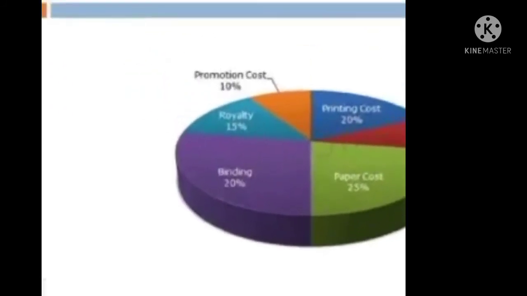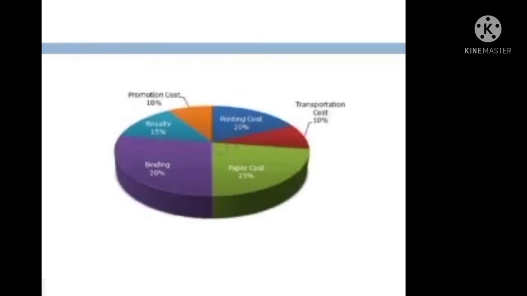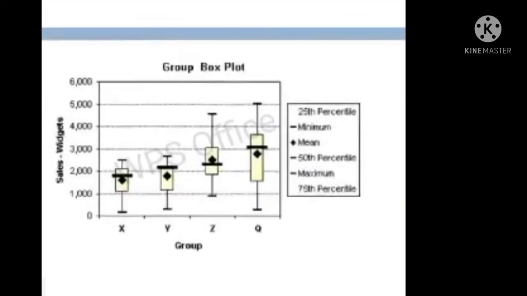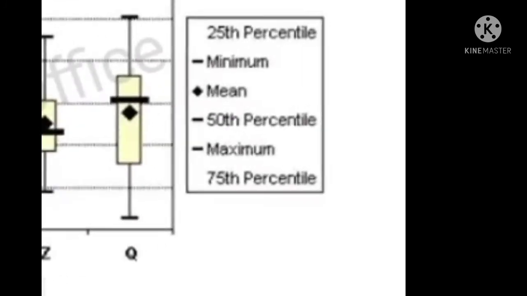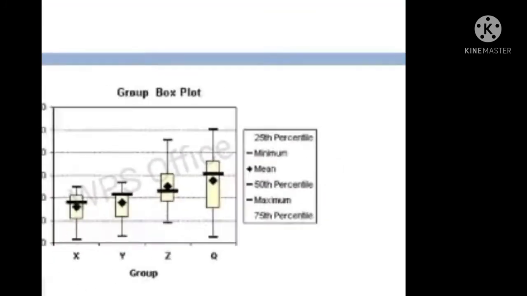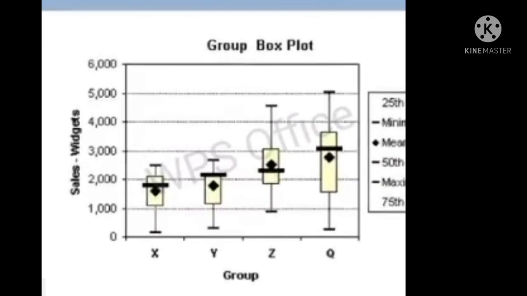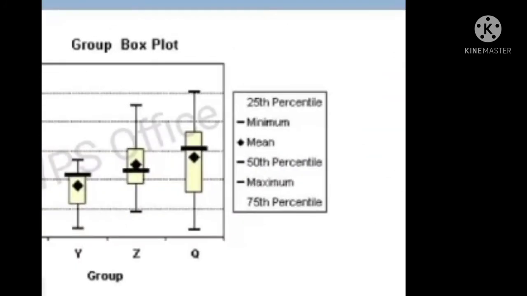Ito yung itsura ng pie chart. Nahati-hati siya. From the word itself, pie. Parang pie. Ito naman ang group box plot. Meron siyang legend sa gilid. Tapos yung loob ng graph, makikita natin may box. Tapos sa loob kung ano yung nakalagay sa legend.